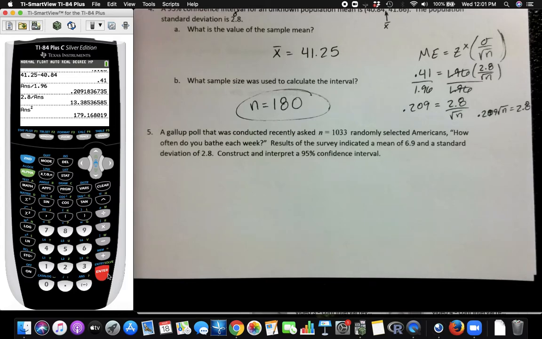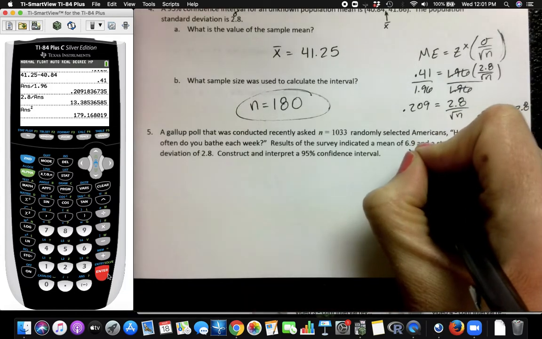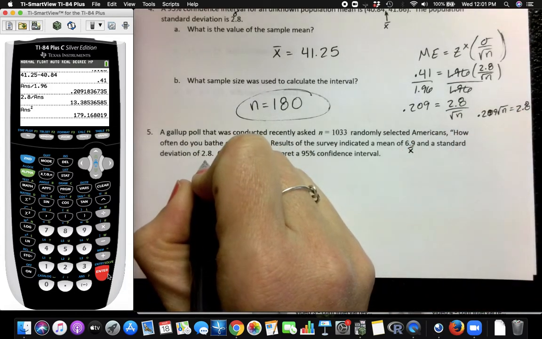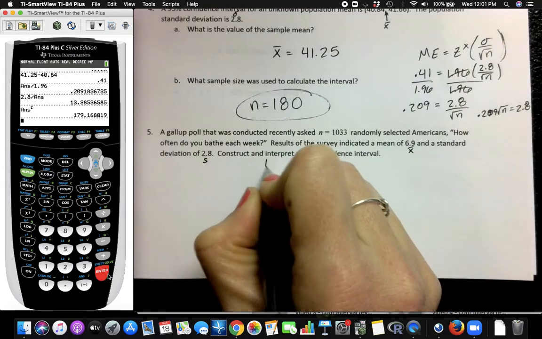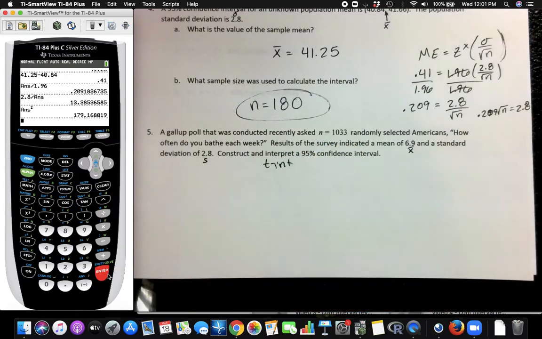Okay, a Gallup poll recently asked 1,033 random Americans, how often do you bathe each week? Results of the survey indicated a mean of 6.9 and a standard deviation of 2.8. Construct and interpret a confidence interval. So this is based on a sample, so that's going to be a t interval. I'm just going to go to my calculator and plug everything in.